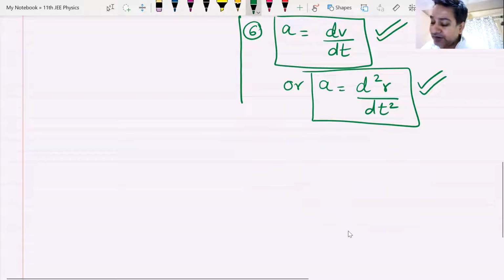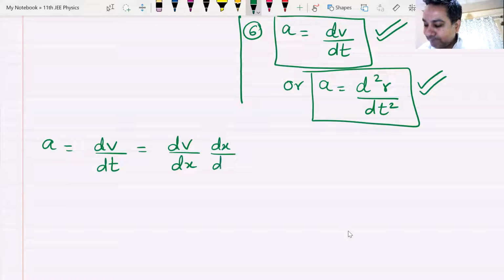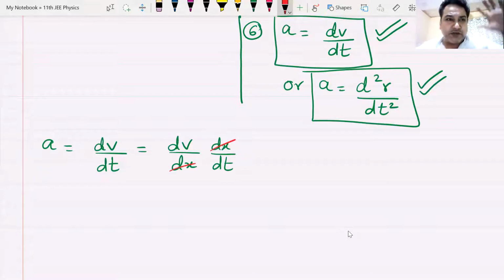Now let me write acceleration as dv by dt. Please see what I'm doing here. Now I can write it like this: dv by dx into dx by dt. I can cancel dx, and when dx gets cancelled, it becomes dv by dt. So I have just multiplied and divided by dx. Do we understand this?